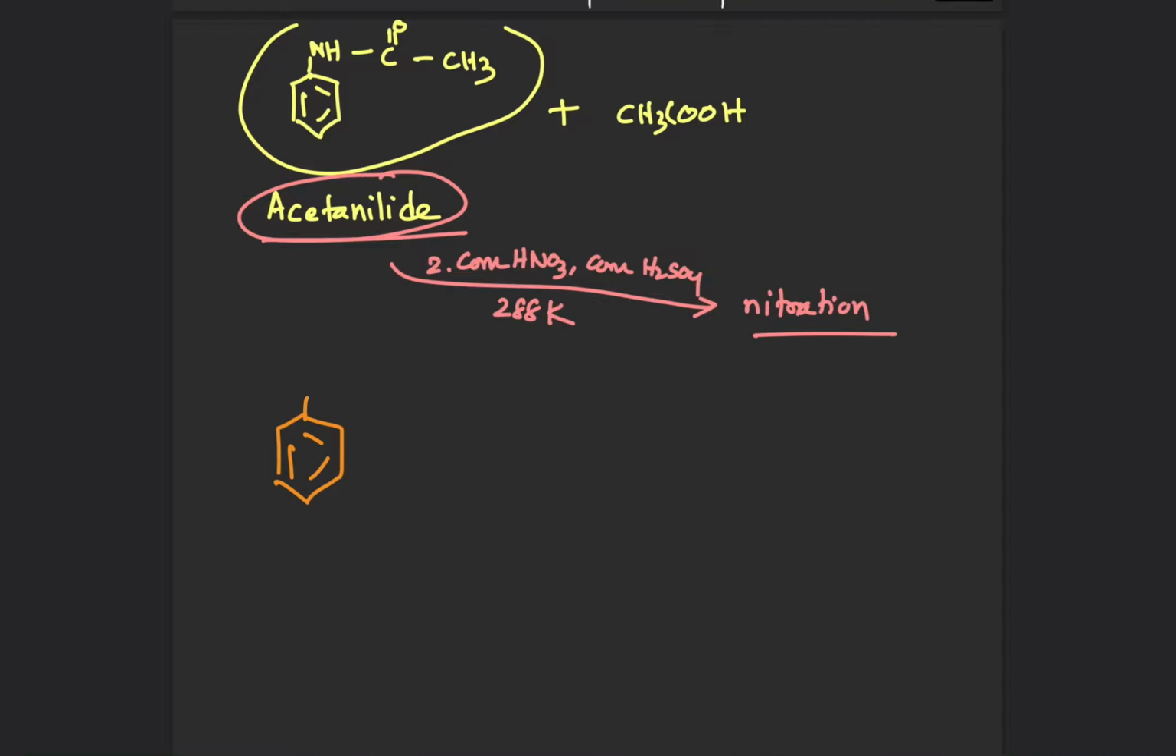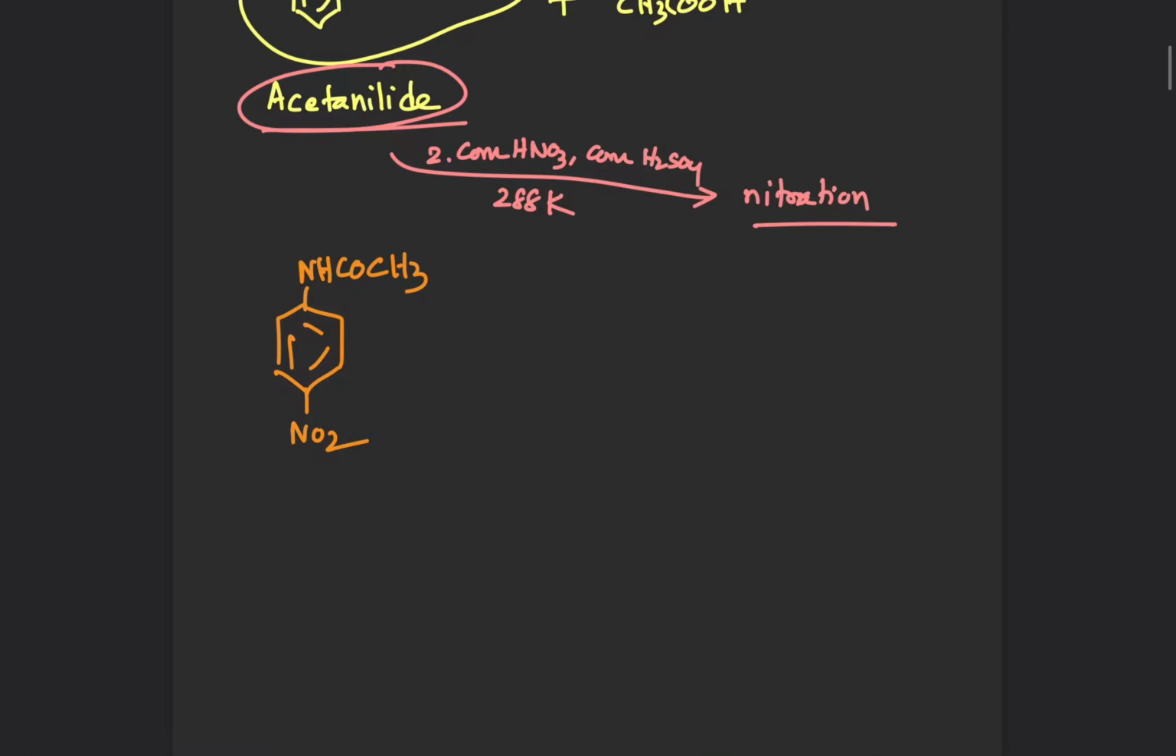benzene ring, NH, COCH3 and NO2. So this is known as para nitroacetanilide. Okay, and this is the major product.